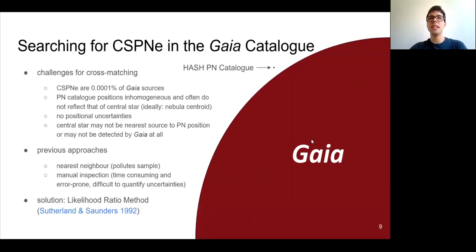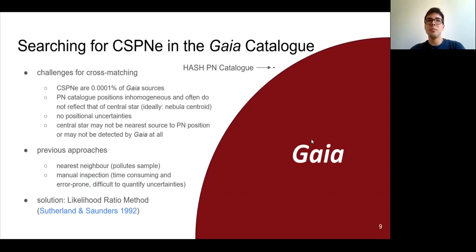So finding PN central stars in Gaia is essentially a cross-matching problem, but challenging for a number of reasons. They're very rare, but moreover, we don't actually have catalogued positions for most central stars. We have positions of the planetary nebulae, which may be offset from that of the central star for a number of reasons. And these positions also don't have uncertainties. And of course, we don't know if the central star is actually visible, or if it is visible, whether it will actually be the nearest source to the position of the PN.